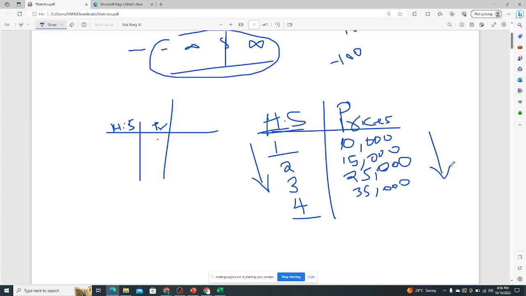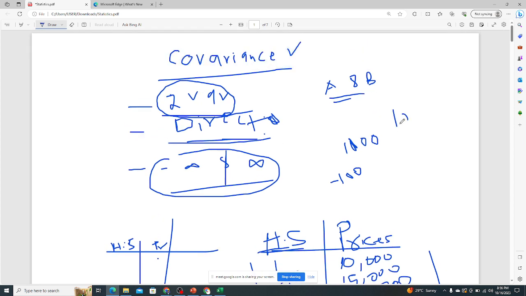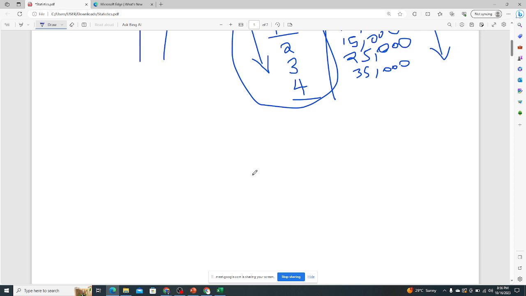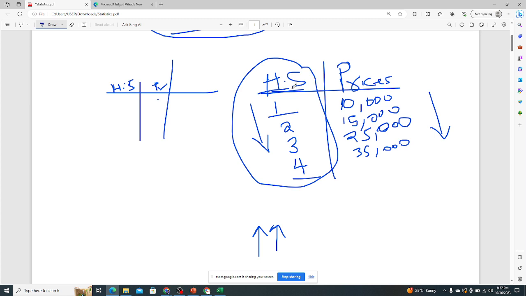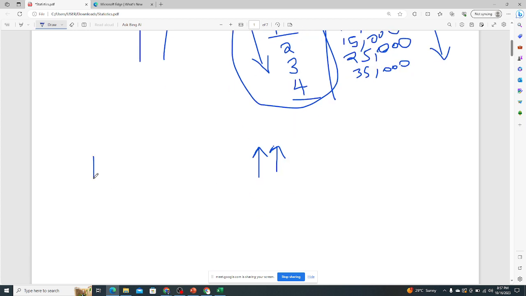So does the price. That's why we are saying covariance is more directional. For example, we know that as the house size increases, so does the price. So we have a movement where these two variables are moving in the same direction. That is, the house size and the price are moving in the same direction: the house size is increasing and the price is also increasing.